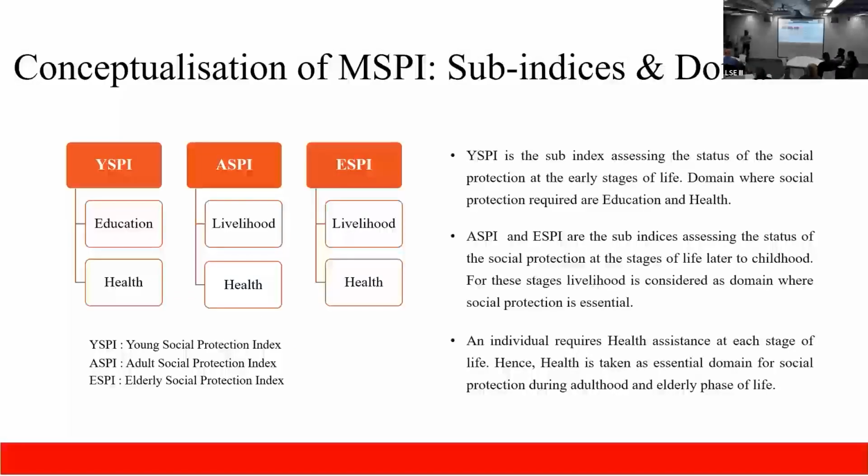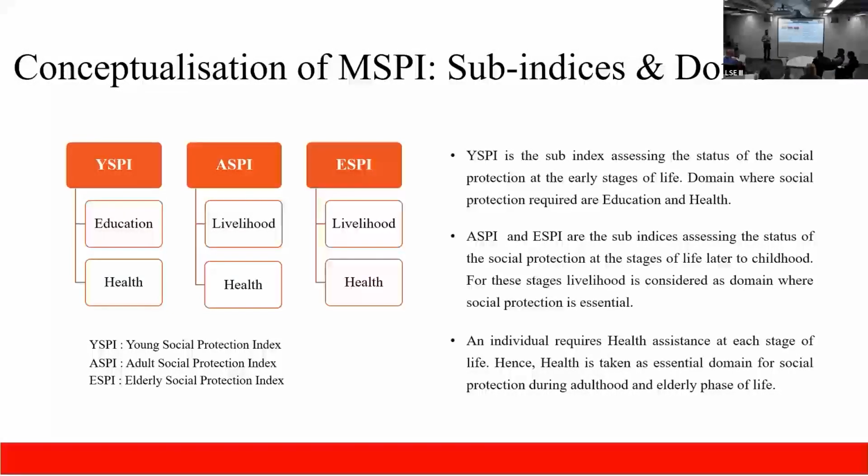So on the basis of these three broader stages of the life cycle, the index has also been divided into three segments, three sub-indices. One for the young life cycle phase, called the young social protection index. The second is for the adult phase, the adult social protection index. And for the elderly, the elderly social protection index is given.